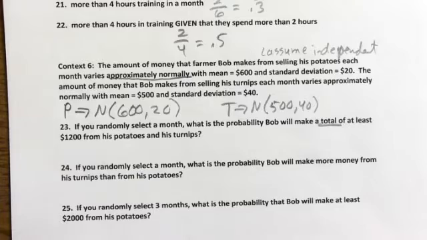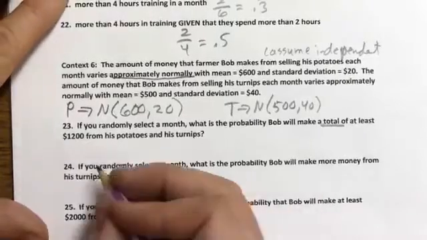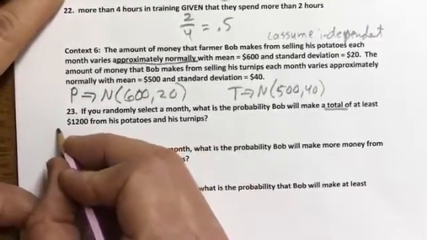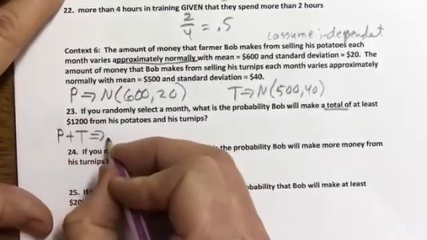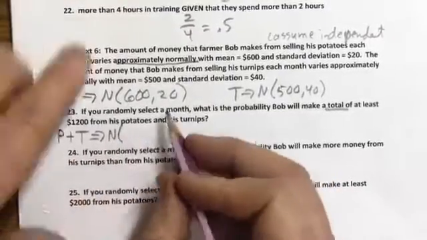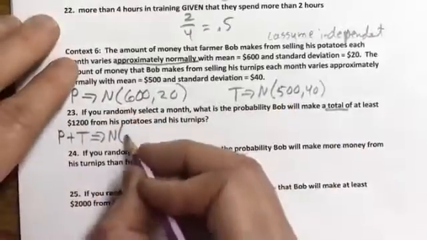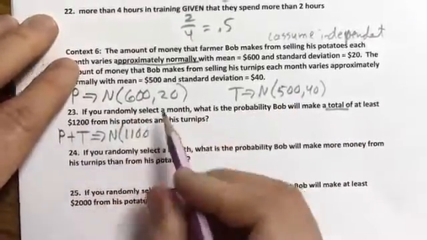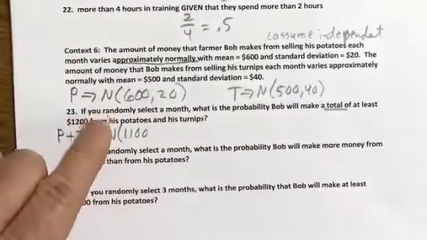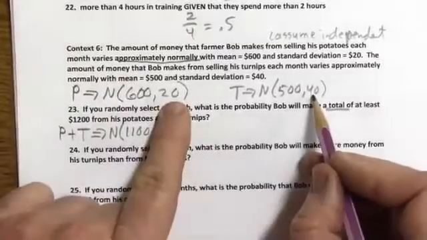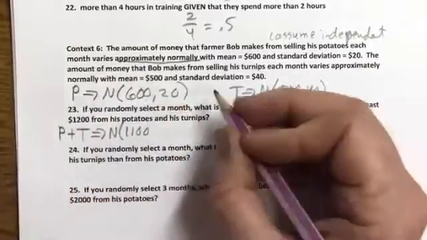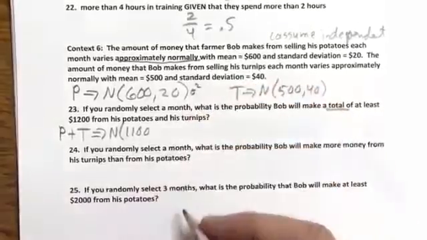So what's the probability of the total? What we in essence need is the distribution for the total. The total is P plus T. And when you add together two normal curves, you also get a normal curve. You can add their means. The mean is 1100. This notation means normal, that mean, that standard deviation. But the trick is this: you cannot add the standard deviations, you have to add the variances. The variance is the square of the standard deviation.